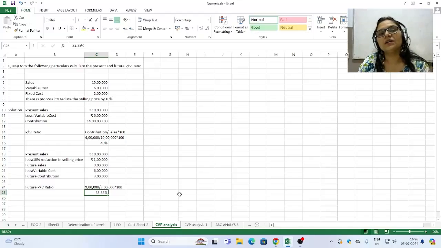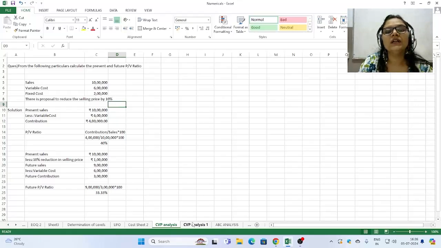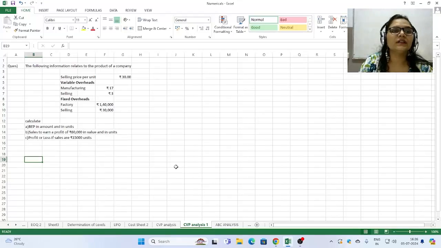Now we discussed today what actually PV ratio is and how we calculate the PV ratio. Next, moving on further, let us solve some numericals which cover the break-even point aspects also.